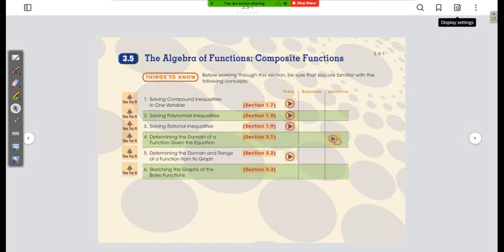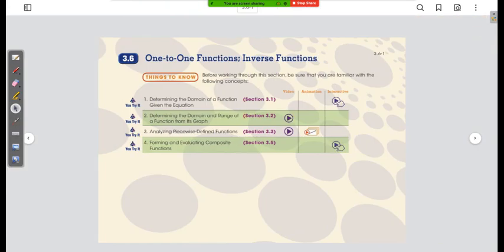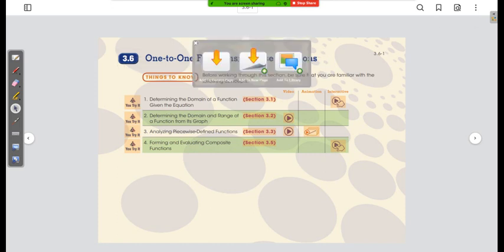Today is not Chapter 3, Section 5. It is Chapter 3, Section 6: One-to-one functions and inverse functions.